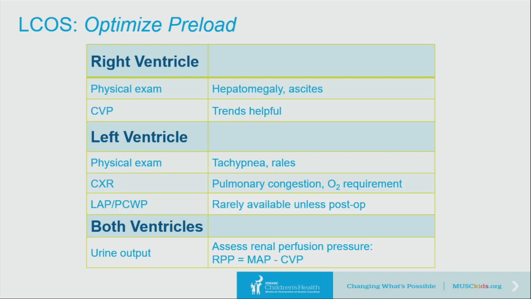In terms of looking at preload for both ventricles, one thing you can bank on is to pay attention to the patient's urine output. Keep in mind that when looking at your renal perfusion or your urine output and factors that affect kidney function, it's not just your arterial blood pressure, but it's really your renal perfusion pressure, which is calculated by subtracting your CVP from your mean arterial pressure. So a patient, for example, has a mean arterial pressure of 60. That may be okay if your CVP is 5, but it may not be okay if your CVP is 22 after a Fontan operation.